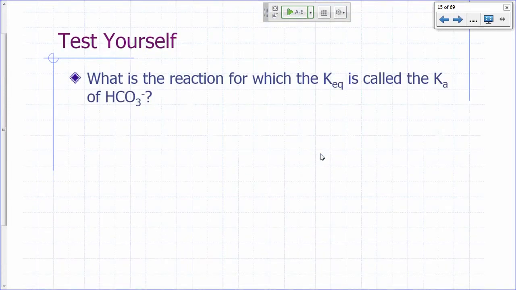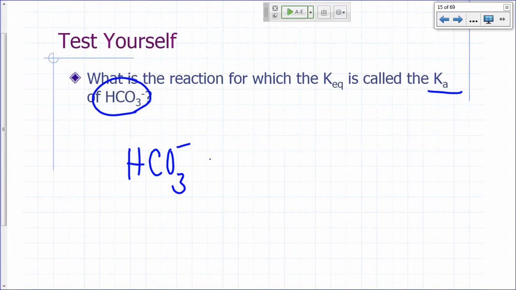So what's the reaction for which the KEQ is called the Ka of HCO3 minus? If it's Ka, that means it's acting as an acid. What do we say an acid is? A proton donor. So we want this to behave like an acid, so it has to donate a proton to whom, or to what? Water. Anytime you have Ka of something, it's something plus water, and the something is behaving like an acid, so what happens to it?